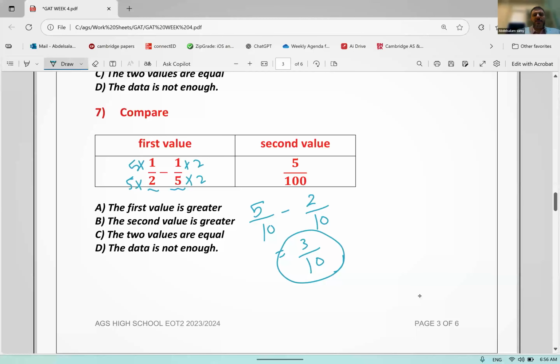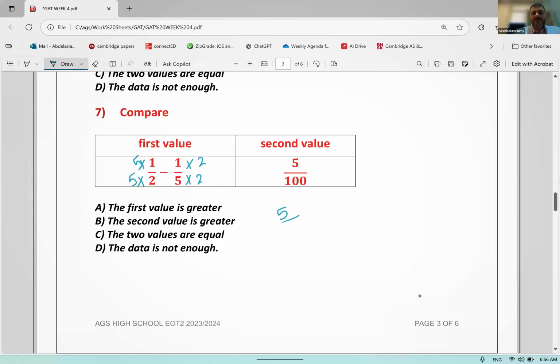Now question number 7. We have to unify the denominators. It means I have to multiply here by 5 and here by 5, and here I have to multiply by 2 and here by 2. It means 5 over 10 minus 2 over 10. The denominator will be 10, and 5 minus 2 is 3.